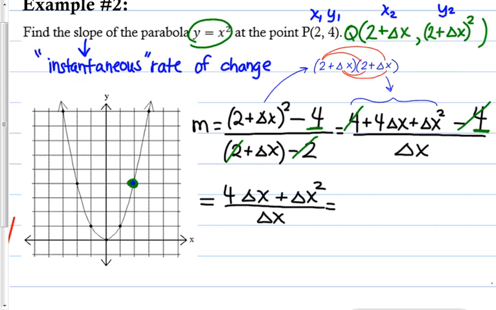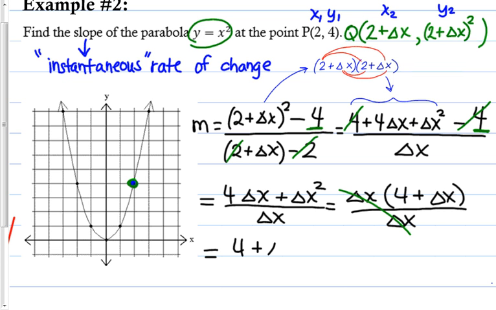So now, this is essentially my slope. It looks really funky. I can still clean this up some. The delta x on the bottom, I can get rid of it by canceling out the delta x's on top. Not all of them, but some of them, most of them. So I'm going to factor out a delta x from each one of these terms because they do have them in common. And I'm going to end up with (4 plus delta x) divided by delta x. And then that's where they cancel out. So now I have 4 plus delta x.